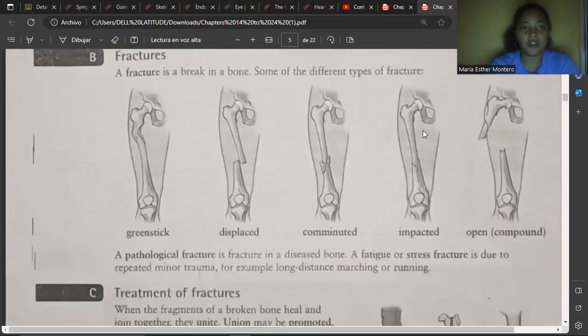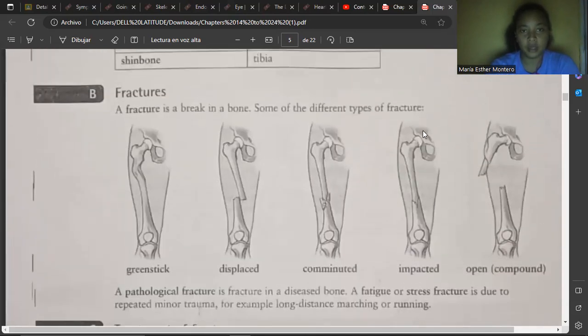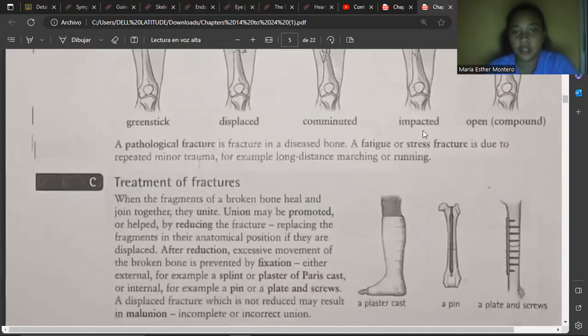Fractures. A fracture is a break in a bone. Some of the different types of fracture: greenstick, displaced, comminuted, impacted, open, compound. A pathological fracture is a fracture in a diseased bone.